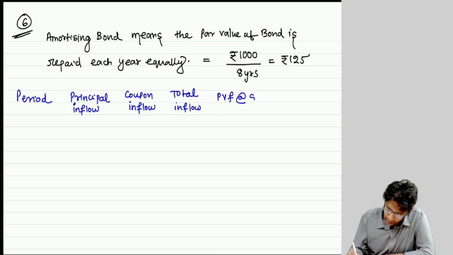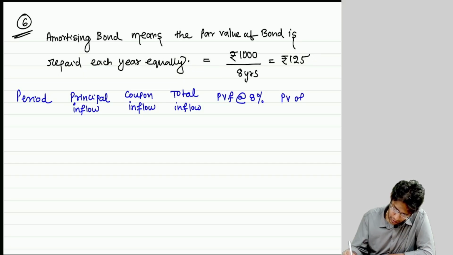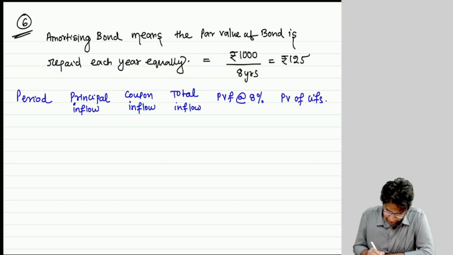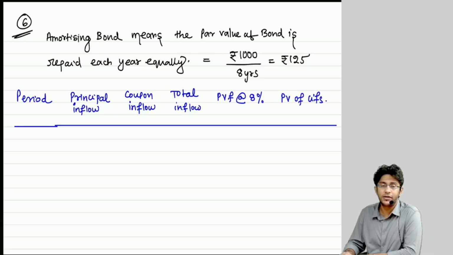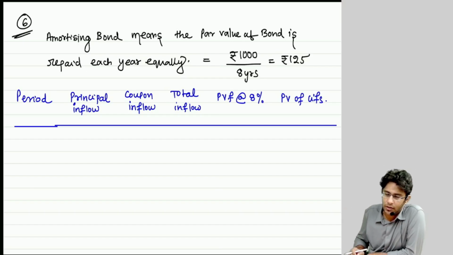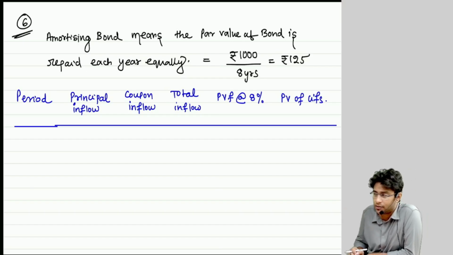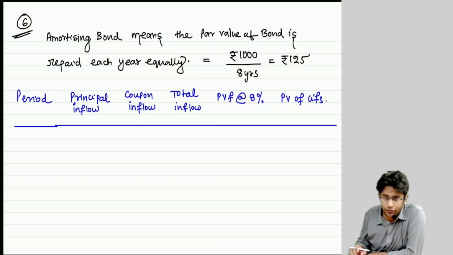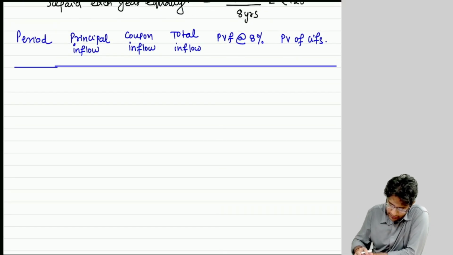That fellow's required return is given as 8%. Every year the principal cash flow number will be the same. But as principal is getting recovered every year, your next year's coupon amount will not be the same. The total cash flow will not be the same. The annuity factor you cannot apply. Individual PV factor you have to use. There is no choice.